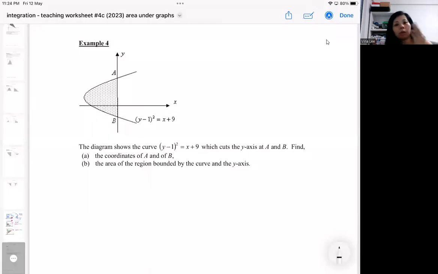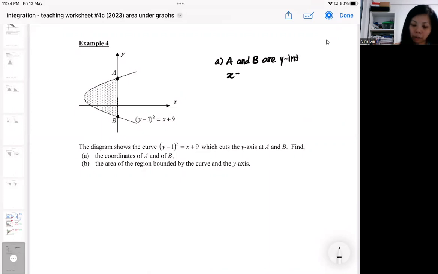Okay, I'm showing you 3 examples to show horizontal area. If you look at this question, the first part asks you for the coordinate of A and B. This one, I'm going to leave it to you to find yourself. To find A and B will be quite easy because they are on the y-axis. So in a way, they are y-intercepts.